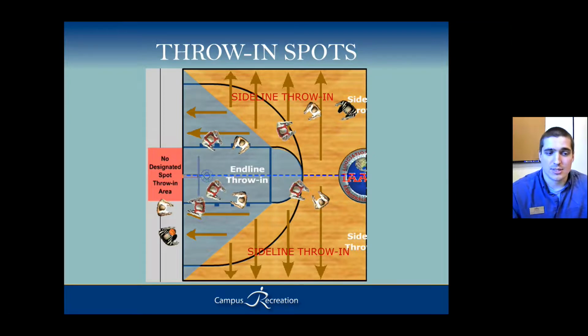That little red part that says no designated spot essentially means that we will never allow a team to throw in the ball from directly underneath the basket. If the ball goes out of bounds directly underneath or the foul is called directly underneath the basket, we're going to move them to one side or the other, whichever side it favors. So if it's a little bit to the left of the paint or a little bit to the right, we'll put the ball inbounds on that side.